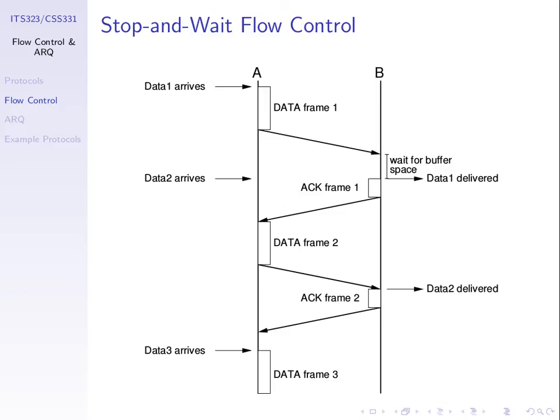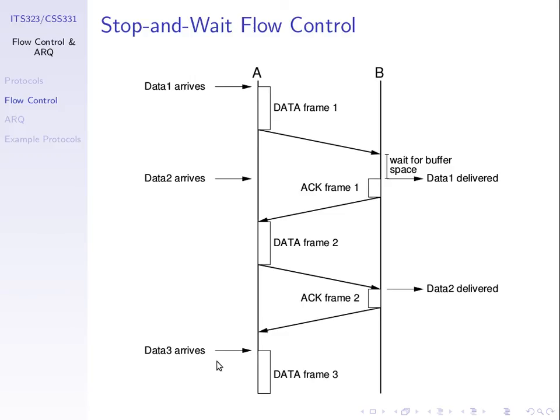In this specific example, we've got no data to send, so A sits there waiting for data to arrive. When data 3 arrives, then it transmits data frame 3. Whether that case will occur depends upon when the user wants to send data, and we cannot predict that. That depends upon the application, the user, many different factors. So I've just drawn one particular example where, in this case, data 2 arrived while we're waiting for the ACK. Here, data 3 arrived after we'd received the ACK.